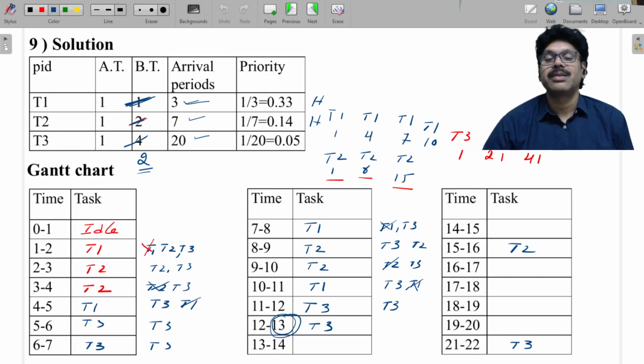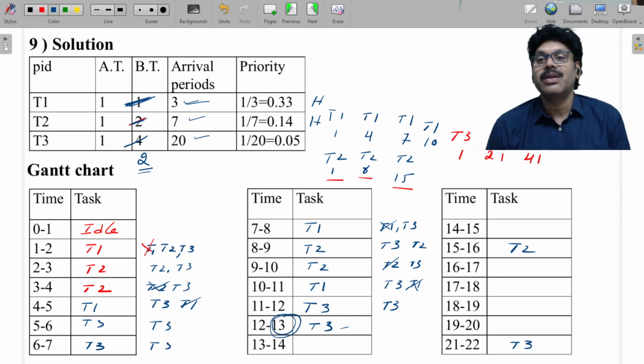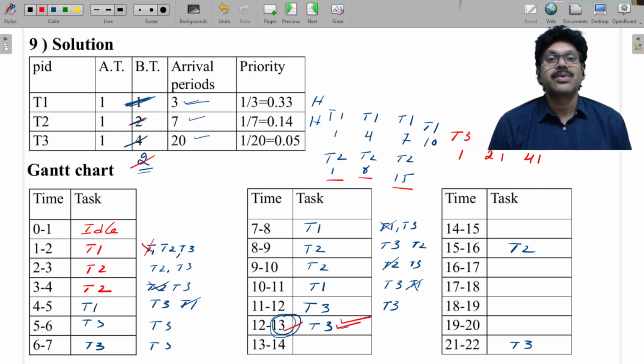So this is a different case study. All tasks arrive at the same time and they revisit every 3, 7 and 20, so you need to add 3, 7 and 20 every time. Their priorities are the inverse of their periods: 1 by 3, 1 by 7, 1 by 20. That is how to execute it. He asked only up to here. If a few more units are required you can continue, but you can stop here because it asked only for the T3 first phase completion, and T3 first phase completion is at 13.